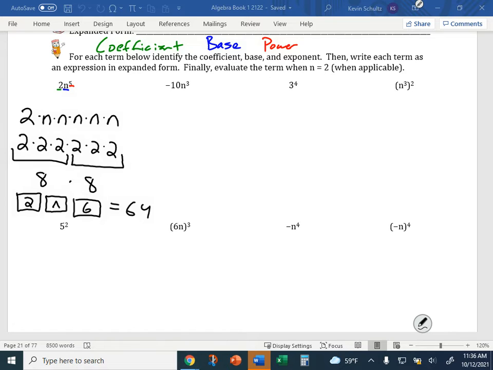Negative 10n cubed. Give me the coefficient, give me the base, give me the exponents, whatever you want. Aiden. The base is n, the coefficient is -10, and the power is 3. Absolutely correct. So writing this in expanded form, because that -10 is a coefficient, it's not part of the power. We only have one of them, and then we have n times n times n.